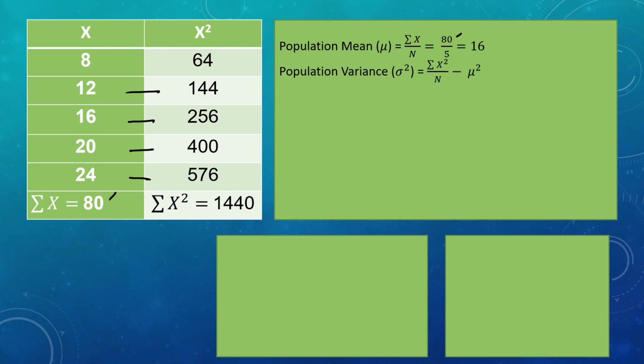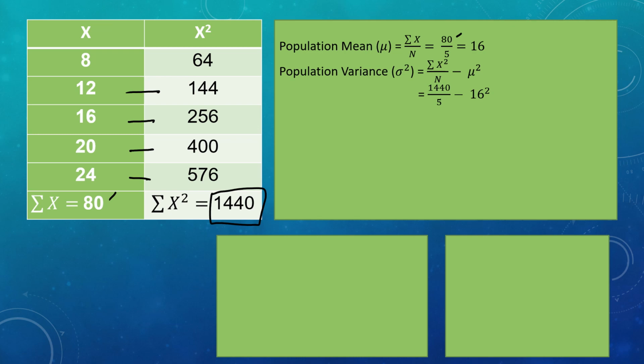Now, to find the population variance, we will be applying the formula summation of x squared all over n minus the mean squared. Instead of writing summation of x squared, we write 1,440, and instead of writing n, we write 5. We will be having 1,440 divided by 5 minus 16 squared. Why is it 16? Because the value of our population mean is equal to 16.